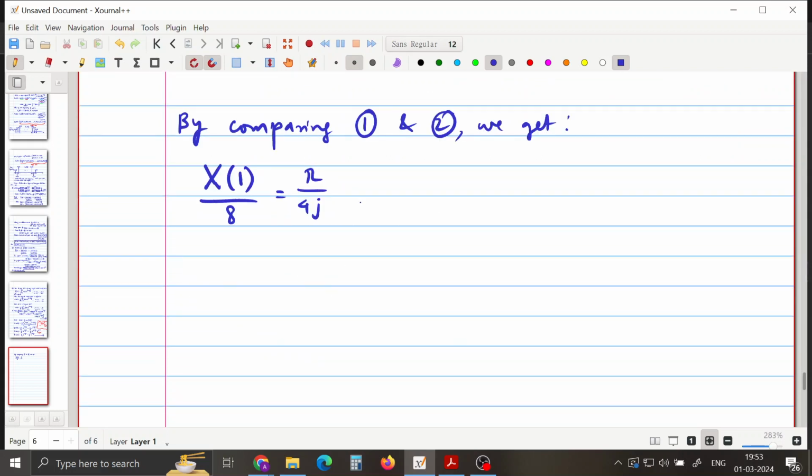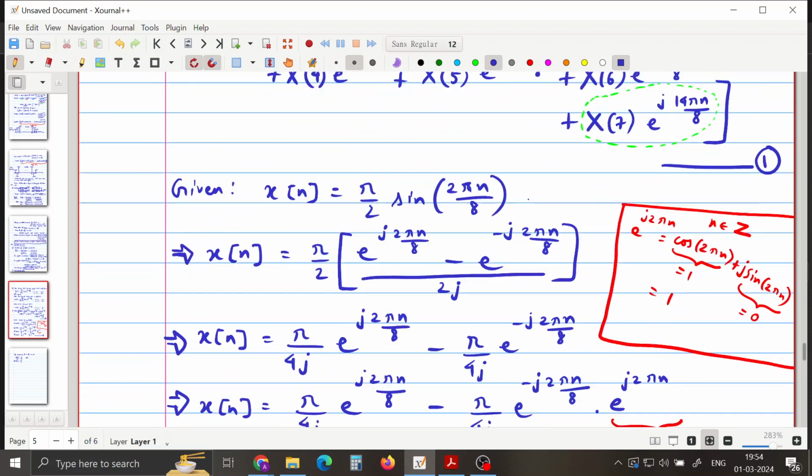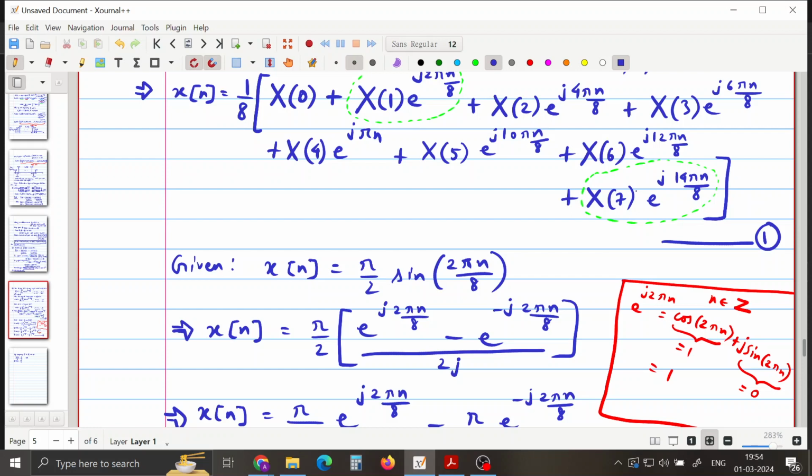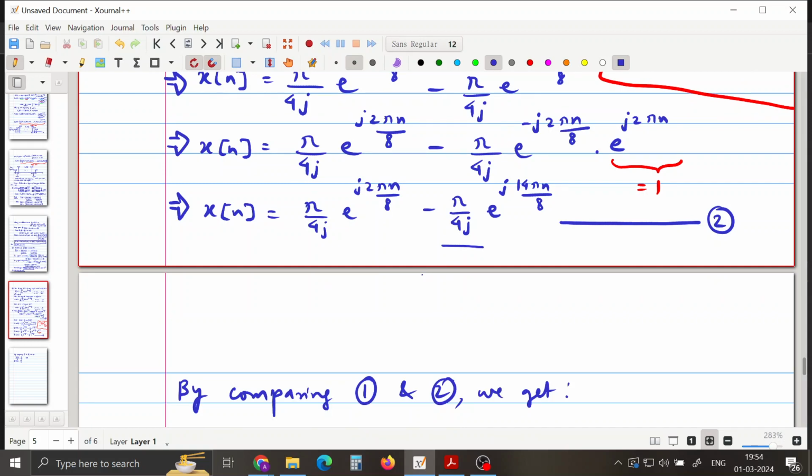Okay, which gives me capital X of 1 as 2 pi by j. And I also get, if I compare the next term, which is the term corresponding to the frequency 14 pi n by 8, which is this last term here. So the coefficient for that term is capital X of 7, and also I have a factor of 1 by 8. So with that has to equate to minus pi by 4j.